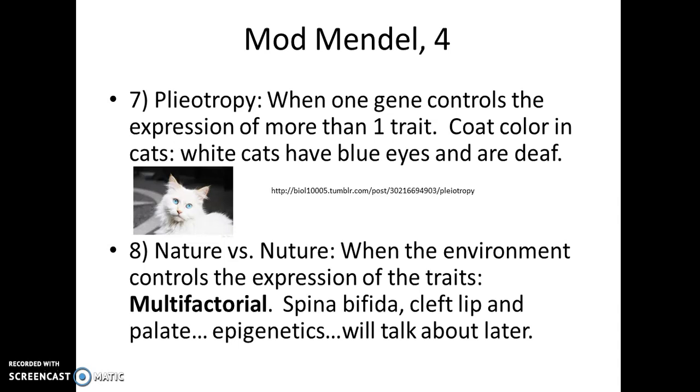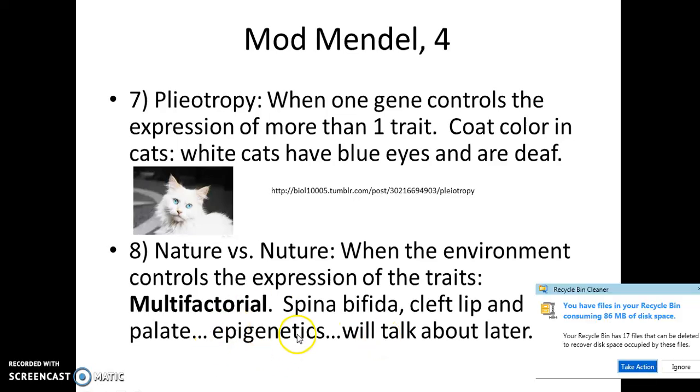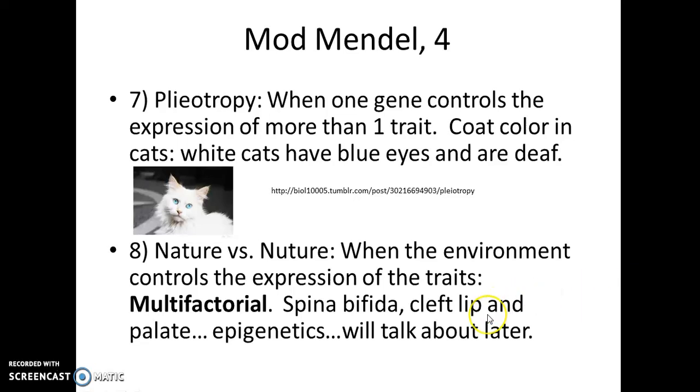Nature versus nurture. When the environment controls the expression of traits, these are called multifactorial. For example, spina bifida and cleft lip and palate will only be present if certain environmental conditions are met. We don't want to meet those conditions, so we do everything to control our environment so that doesn't happen. For example, for spina bifida, women take folic acid when they're pregnant. This deals with epigenetics, which we will talk about later. Epigenetics is how the environment affects the expression of genes in people, which is why identical twins, after a while, aren't identical.